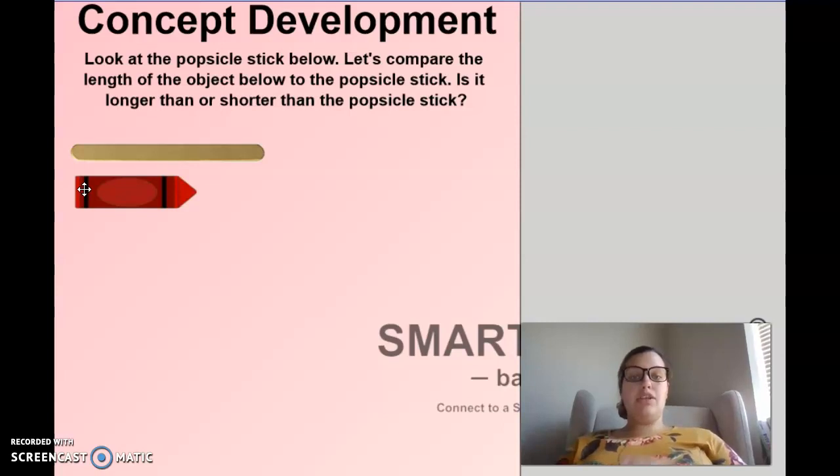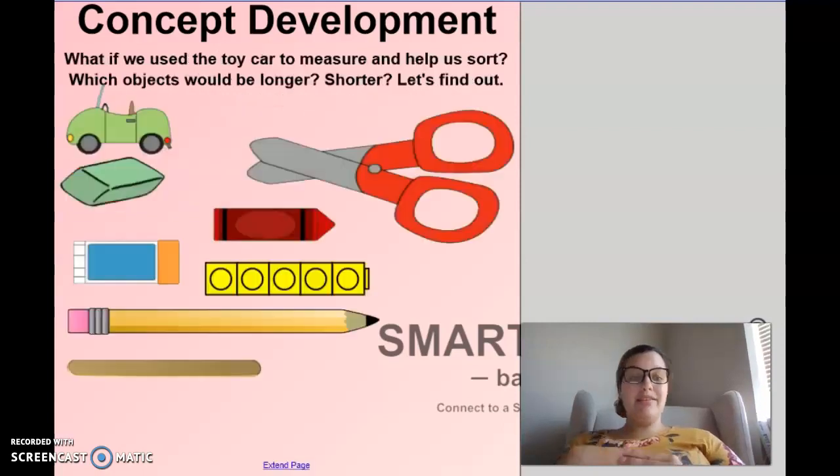The crayon is longer than the popsicle stick. Does that sound right? Yes or no? No, so what would our sentence be? The crayon is shorter than the popsicle stick. Awesome job comparing objects to the length of the popsicle stick.